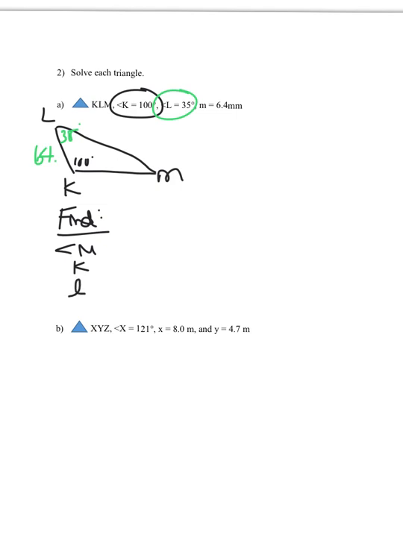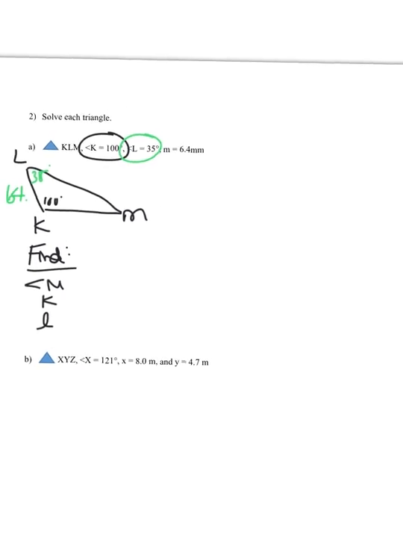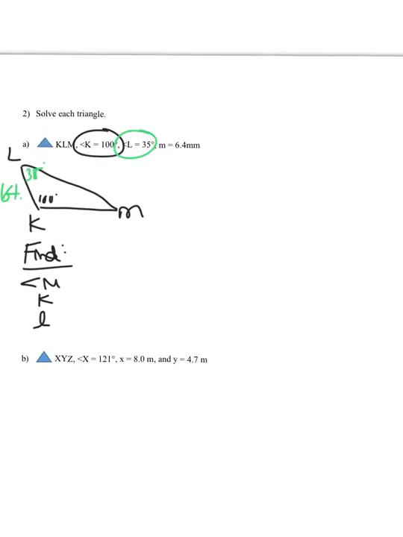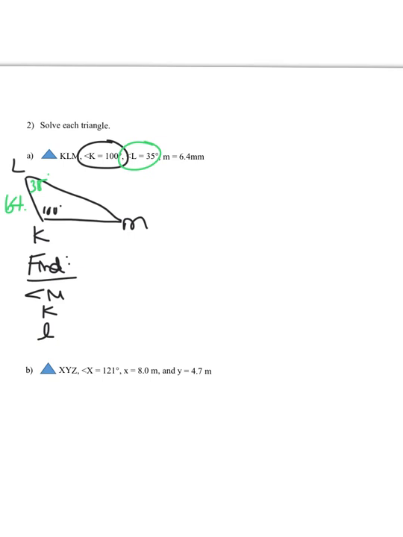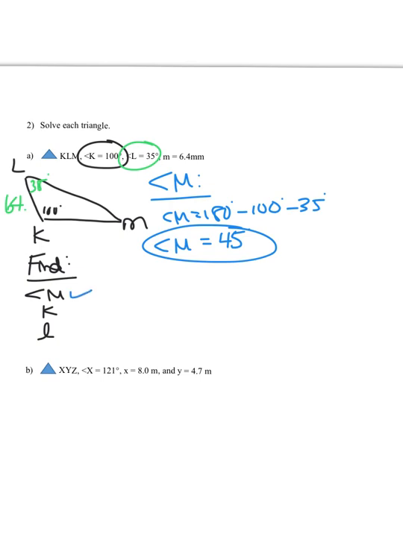First things first, let's find angle M, since that's going to be the easier one to find, because we can just take the 180 that our angles have to add up to and subtract. So angle M is equal to 180, subtract the 100 that we were given, and subtract the 35 that we were also given. And angle M comes out to be 45 degrees. So there's my first thing off the list.